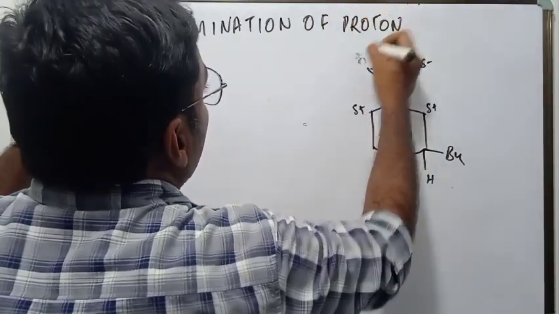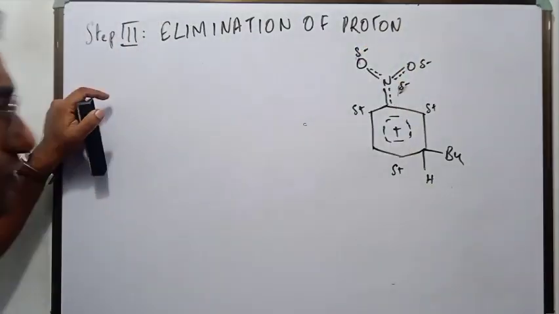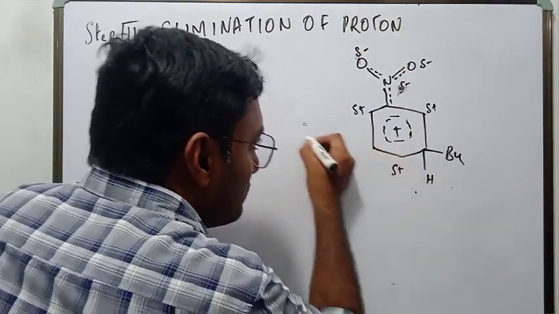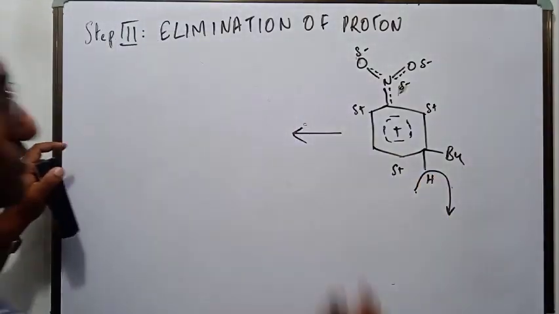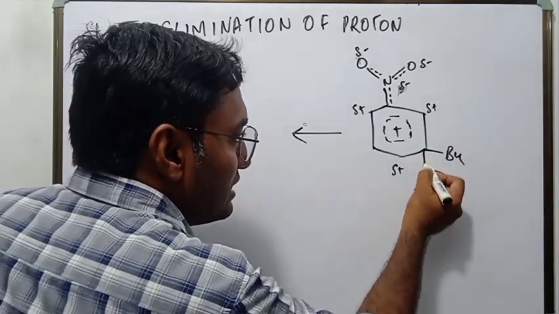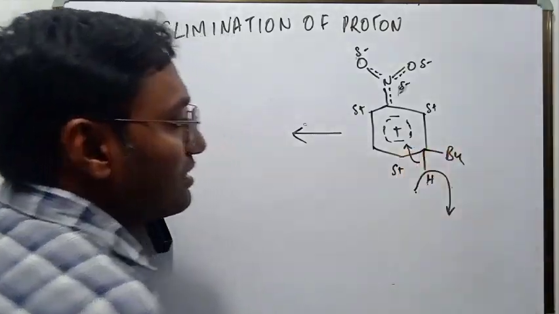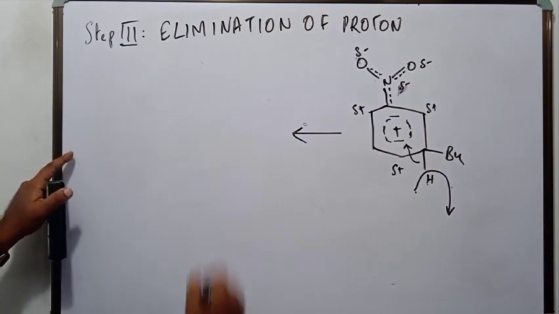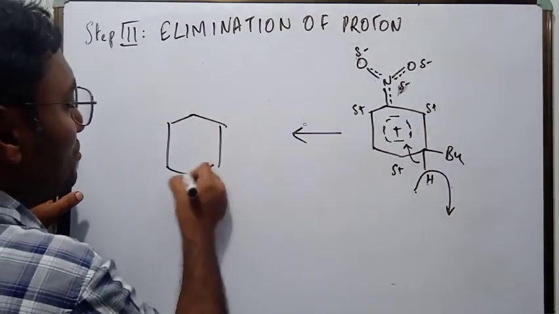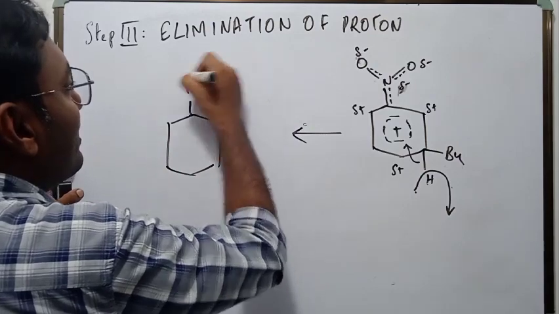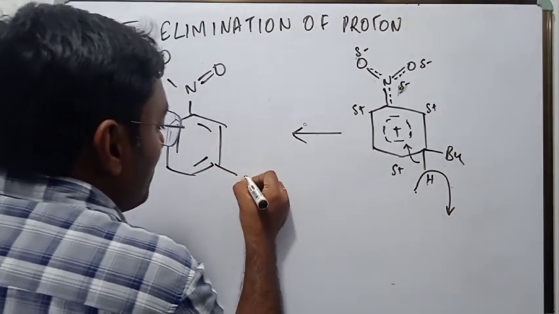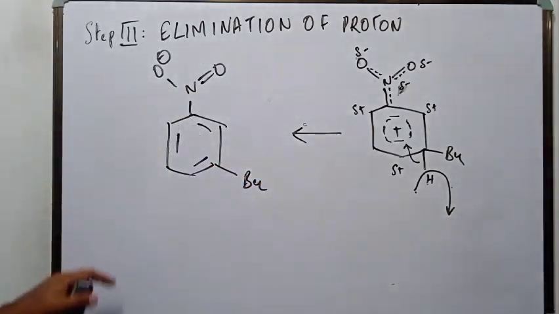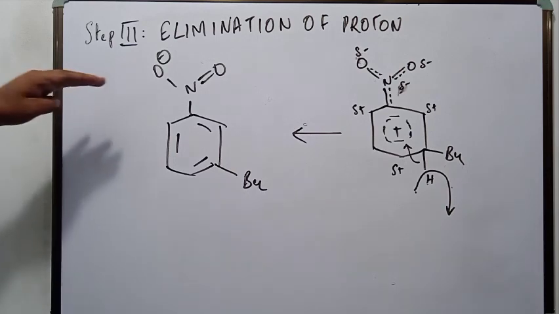What would happen here? I am not rubbing this. What would happen here? Because this is very unstable, this pair of electron, it goes. Oh, sorry. This proton, it goes. And this electron pair is retained back into the system. When it is retained back into the system, you get the nitrobenzene. Sorry, metabromo-nitrobenzene. Metabromo-nitrobenzene. So that is the 3 steps. These are the 3 steps.